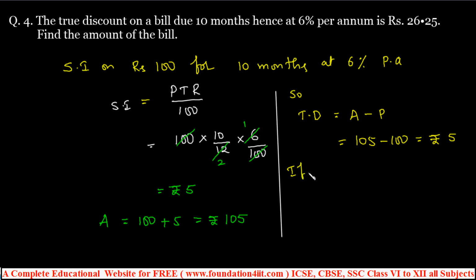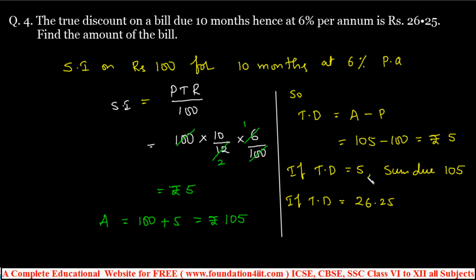If true discount is equal to 5, the sum due is 105, which we got up to here, for 100. Similarly, if true discount is equal to how much? 26.25, as per the question. They're asking: the true discount on a bill due in 10 months at 6% per annum is 26.25. Find the amount of the bill. The amount you have to calculate.